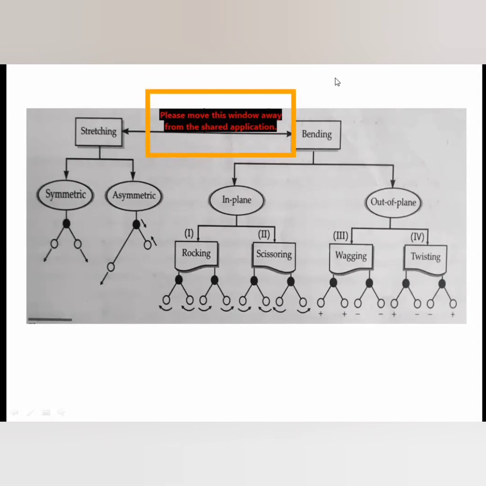That is the different modes of vibration present in a molecule, and that is the basics of this IR spectroscopy.